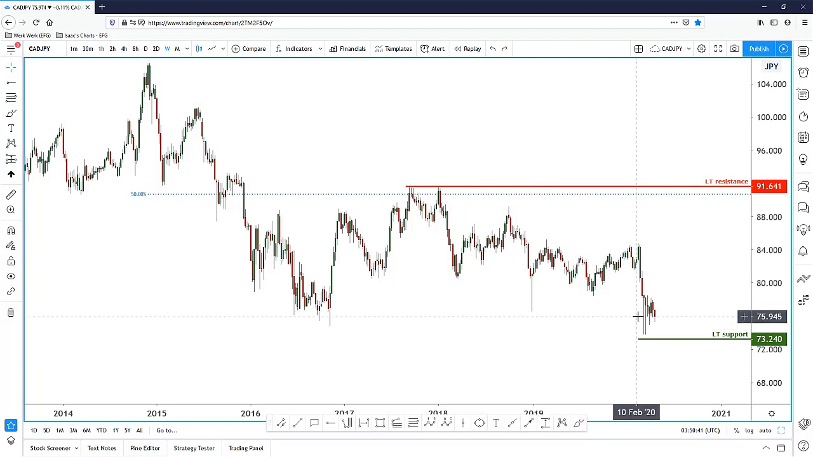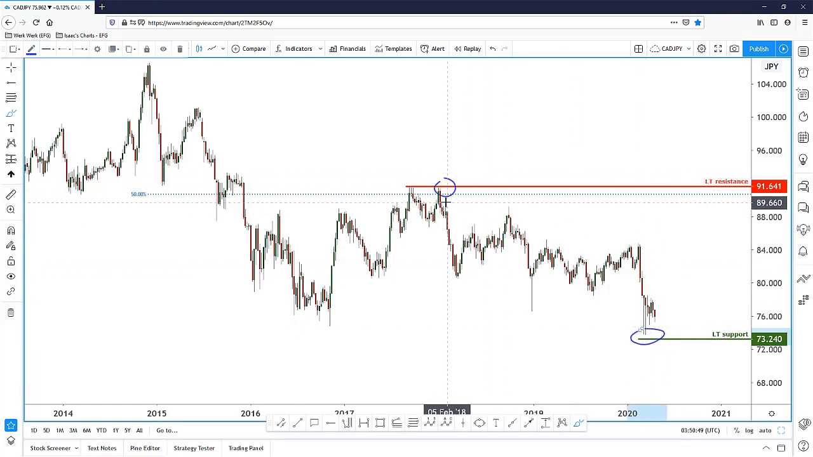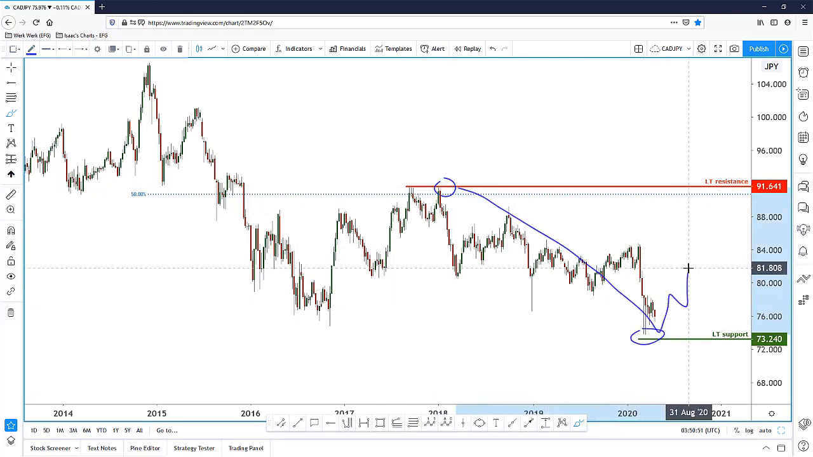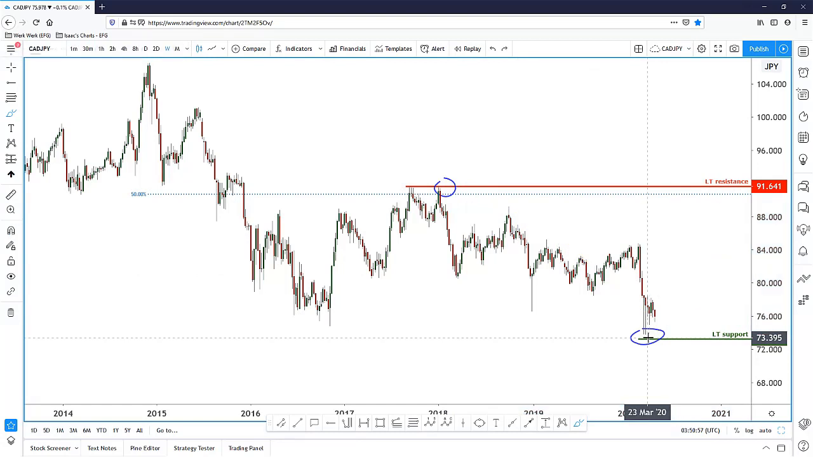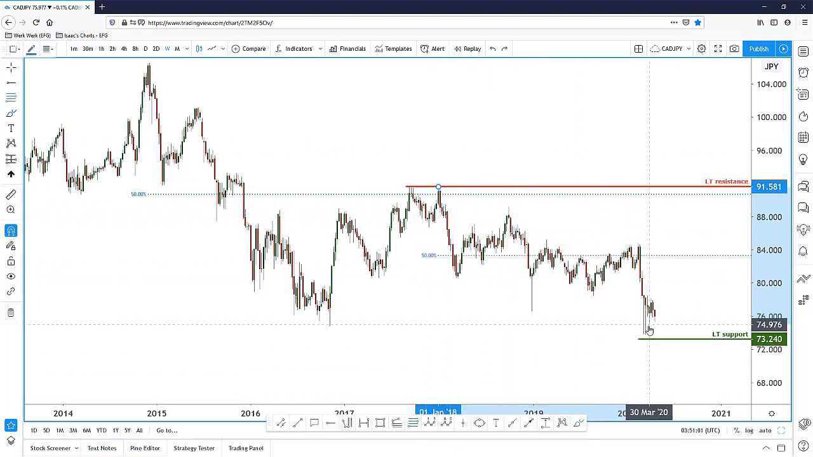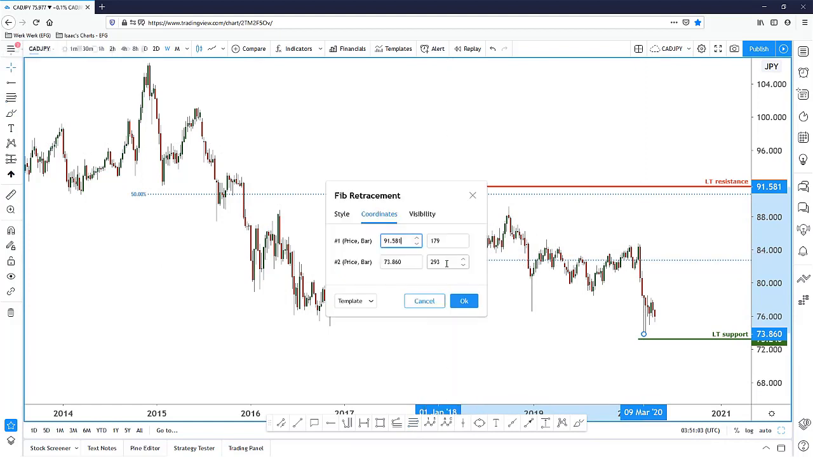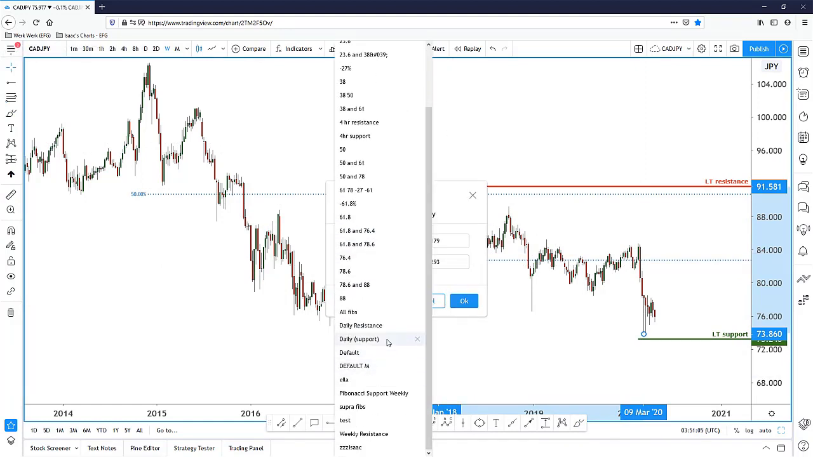So what we want to do is find the weekly resistance, to see how far price can retrace upwards from this high to this recent low. We'll take a retracement from this level to this level here, and we open up all Fibonacci ratios.